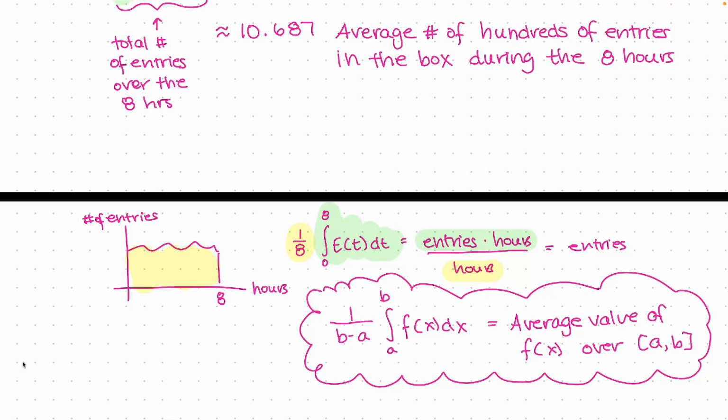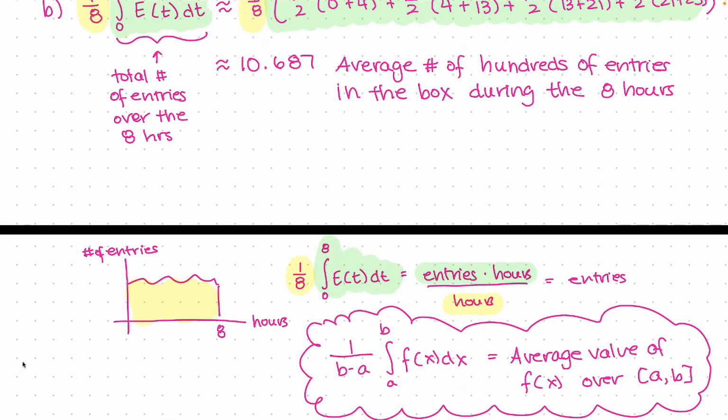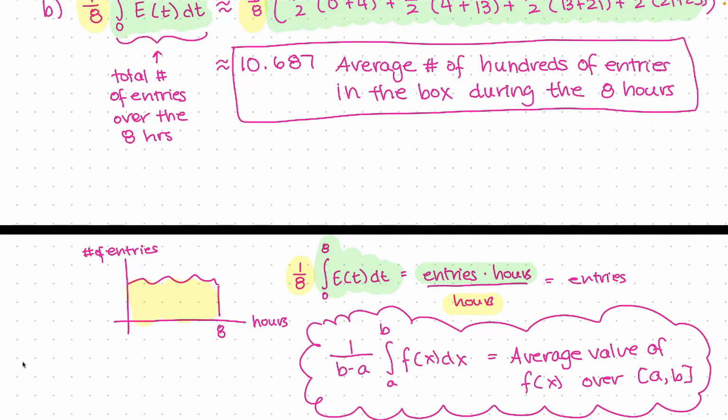And so it's the average value of f of x. F of x in this case is E of t, which the units for E of t are hundreds of entries. So it's the average value of the number of hundreds of entries. That's why our units are the way that they are. So don't say per hour. It's just the average number of entries in the box, in hundreds. Any questions about that?